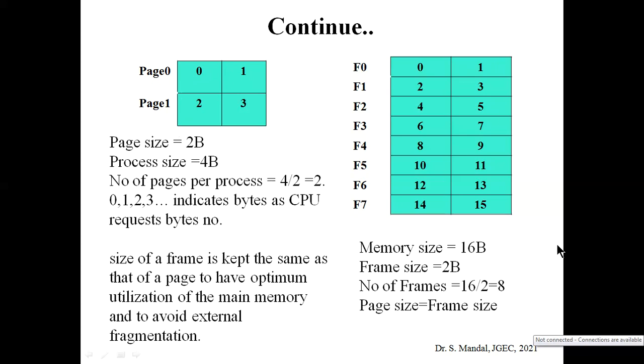Now if we consider the main memory, let's consider the main memory size is 16 byte, and as we consider the process page size is the same as the frame size, the frame size will be 2 byte. Okay, so what will be the number of frames? The number of frames will be 16 by 2, that is 8. So you can see that the total main memory is divided into 8 frames: f0, f1, f2, f3, f4, f5, f6, f7.